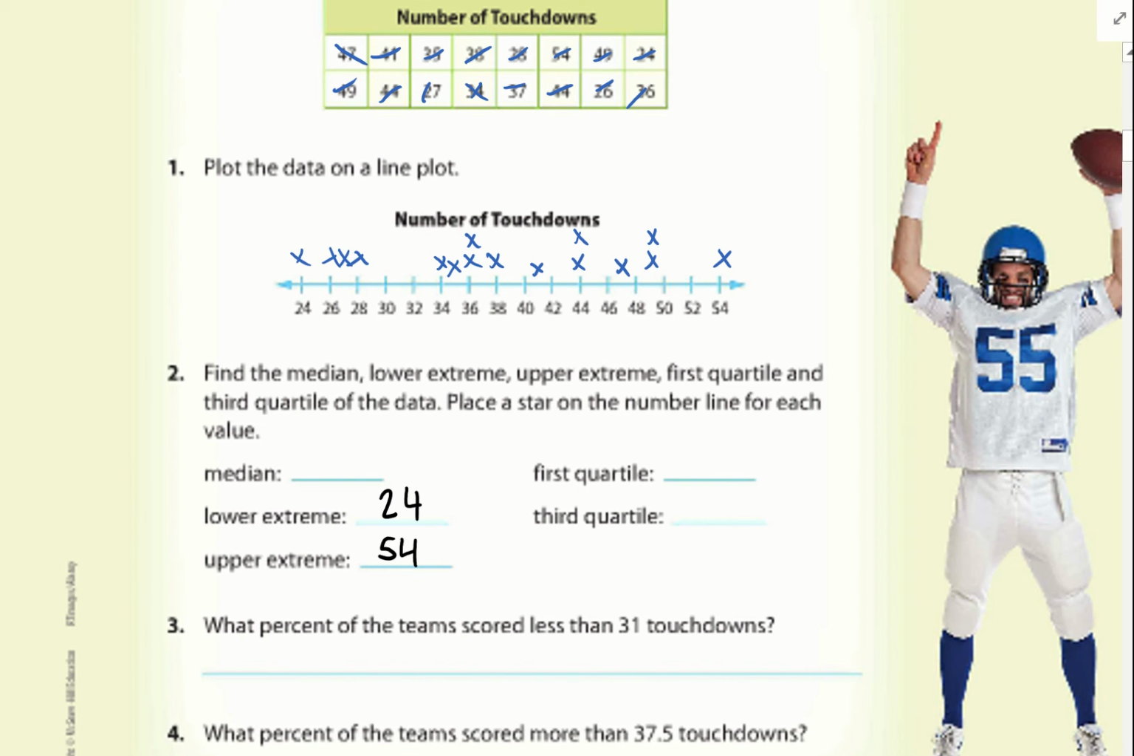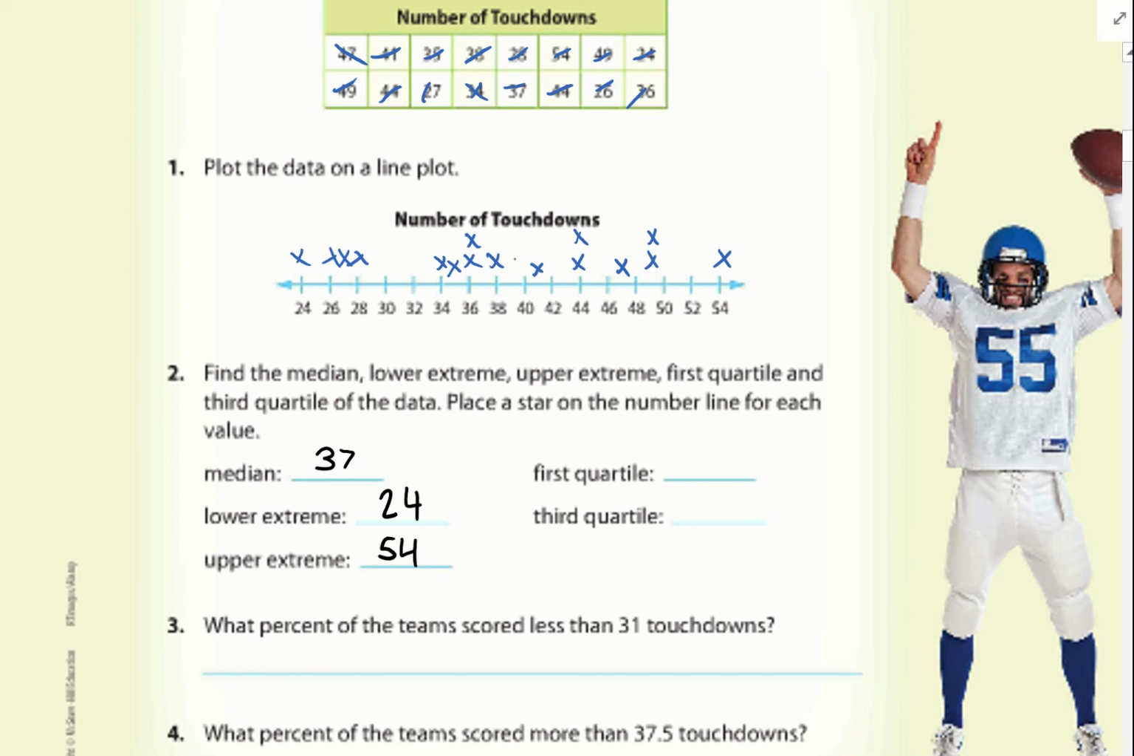So next, I need to find the median. So I have 1, 2, 3, 4, 5, 6, 7, 8, 9, 10, 11, 12, 13, 14, 15, 16. So I have 16 numbers. So between my 8th and 9th numbers, my median, 1, 2, 3, 4, 5, 6, 7, 8, 9. So between 36 and 38, my median is going to be 37.